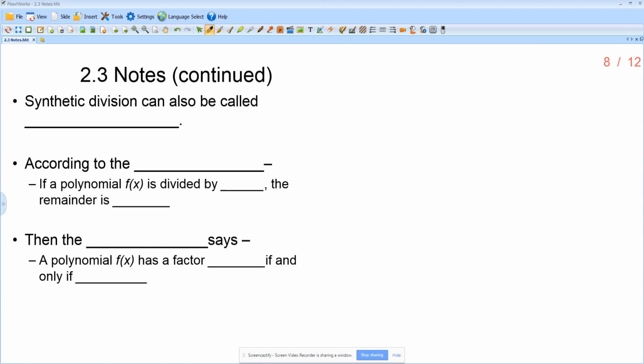So synthetic division, just a little bit more about it, can also be called synthetic substitution. And synthetic substitution is more just a different goal of what we're looking for. Same sort of idea. So according to the remainder theorem, if a polynomial f of x is divided by x minus k, the remainder is r equals f of k.